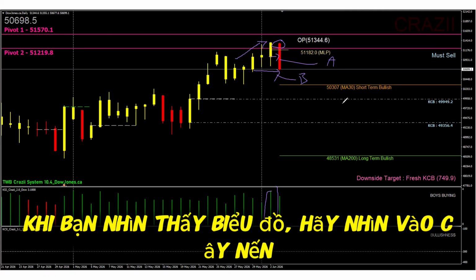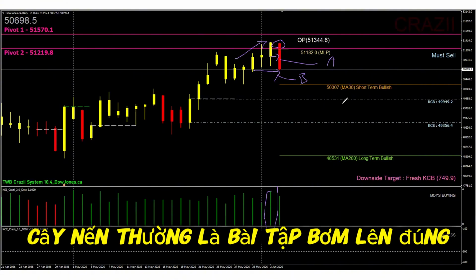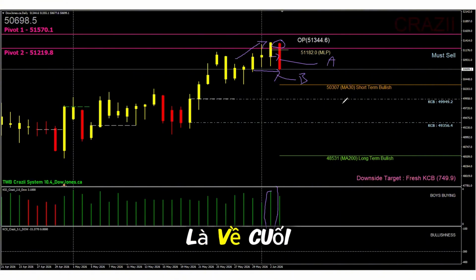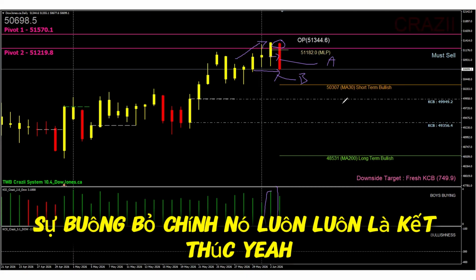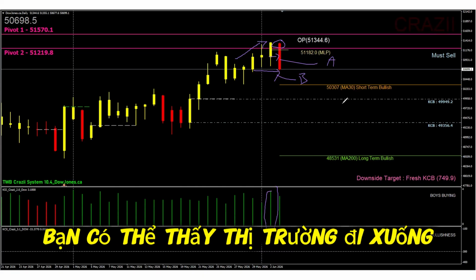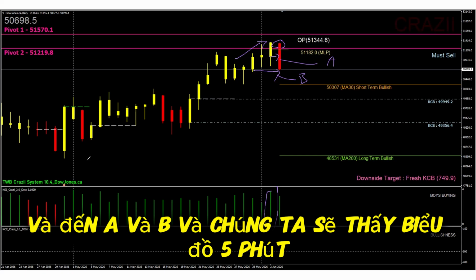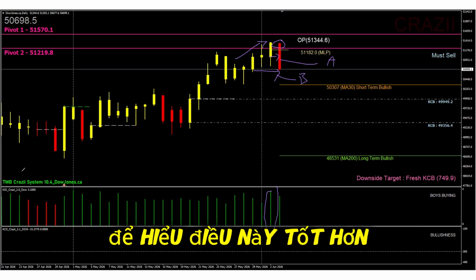But when you see a chart, look at the candlestick. Usually the pump up exercise is towards the start, and the letting go itself is always towards the end. So that is the reason why you can see the market coming down to A and B, and we will see the 5-minute chart to understand this better.